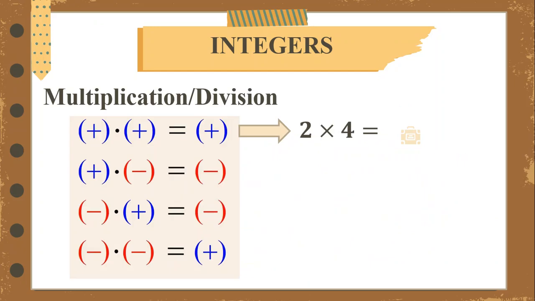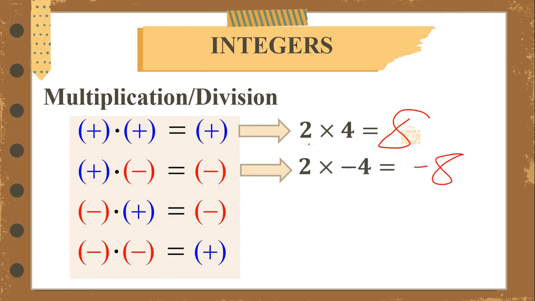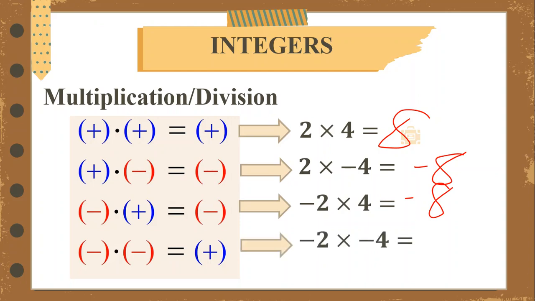Next, multiplication or division. 2 times 4 is equal to 8, because the same sign. 2 times -4, however, is equal to -8 because they are different. Next, -2 times 4 is -8 also because the signs are different. And -2 times -4 is equal to +8 because they have the same sign. Okay. So that would be all for the review of adding or subtracting and multiplying and dividing integers.